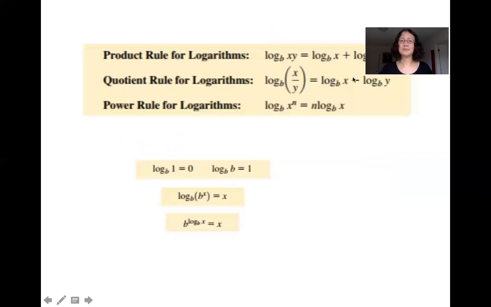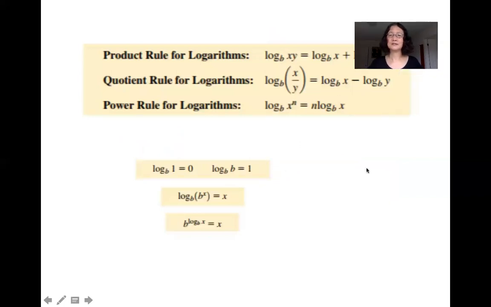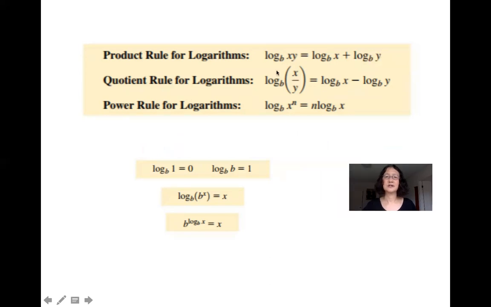Properties of logarithm. Okay, if you have log base b of x multiplied by y, you have an addition form. Okay, if you have x divided by y, take log, it is subtraction form. And for the exponent, this power n can be moved in front of log base b here.